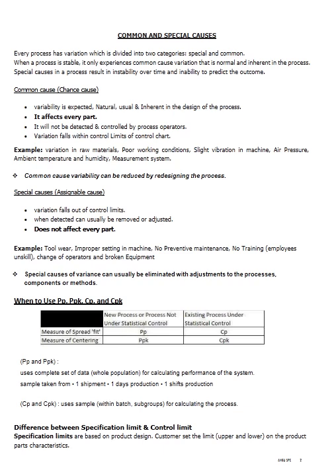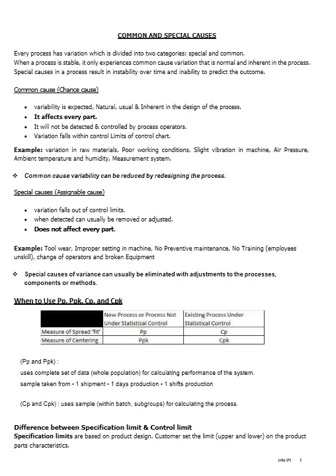Special cause variation falls outside of control limits. When detected, it can usually be removed or adjusted. It does not affect every part. Examples: tool wear, improper setting in machine, no preventive maintenance, no training, change of operators, and broken equipment. Special cause variation can usually be eliminated with adjustment to the process, components, or methods.